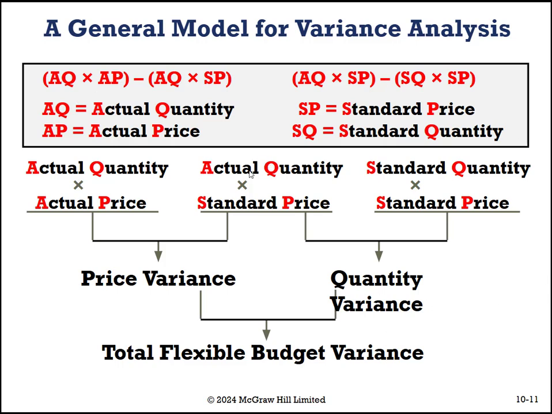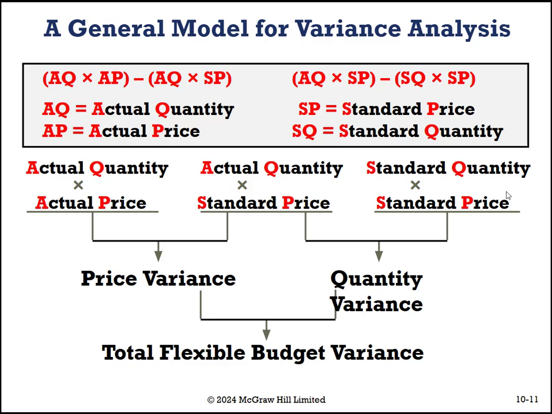And similarly, when we have AQ times SP minus SQ times SP, that is our quantity variance. So our price variance plus our quantity variance gives us our total flexible budget variance. And here's the formula that's derived from our conceptual model in order to get our variances.